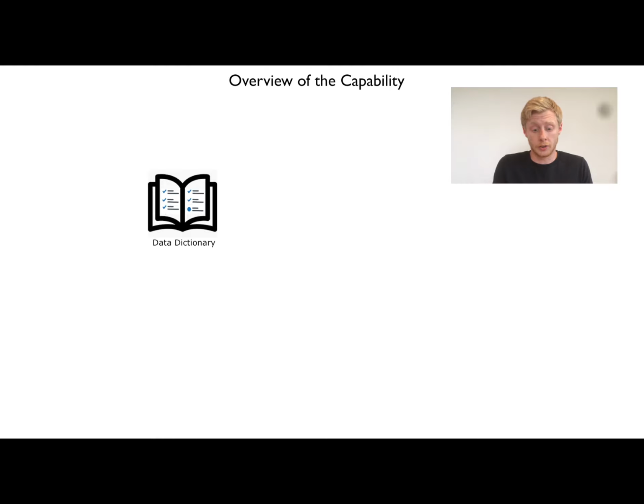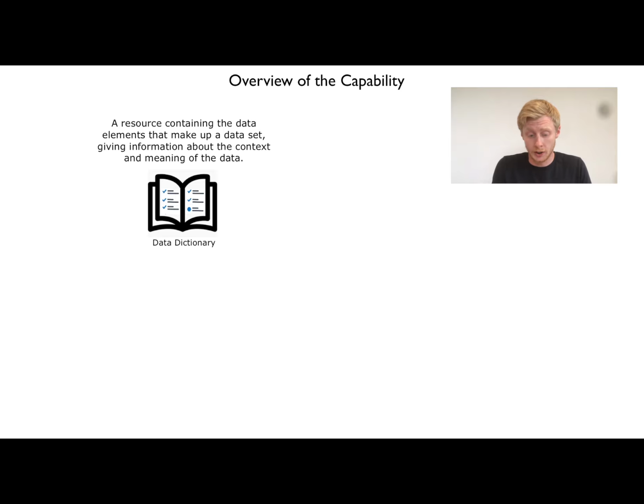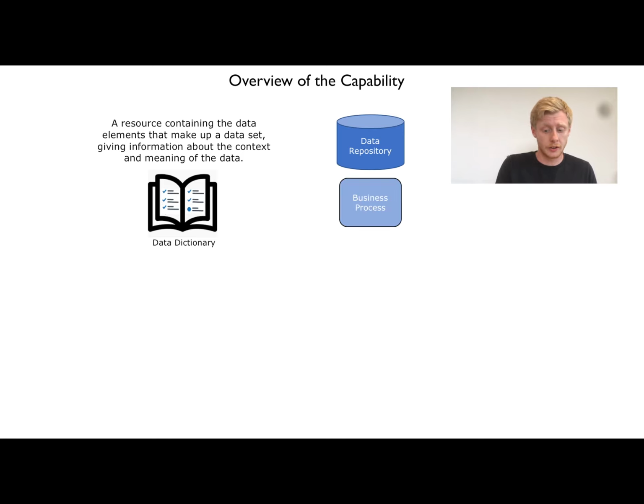So, much like any dictionary, it's just a resource that contains the data elements that make up a data set. It gives you the information about the context and the meaning of the data held in that data set. Typically, you'll see these data dictionaries for data repositories, databases, data warehouses, the like, sometimes for business processes, for reports, for many other things. The important thing is that there are three elements to a data dictionary.